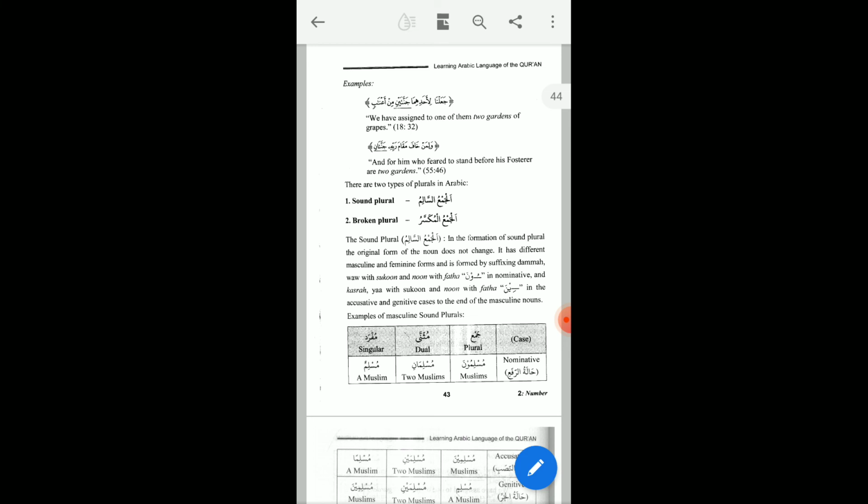It was Jannatun. Jannatani, it is used as a subject. That's why it is Jannatani. There are two types of plurals in Arabic. We discussed duality. Now we switch to plurality.